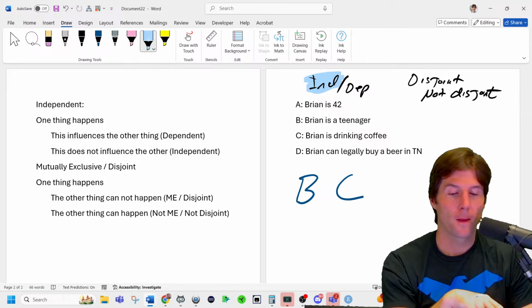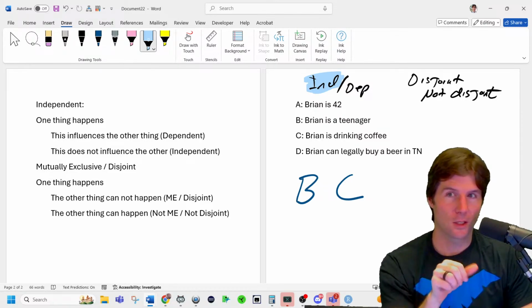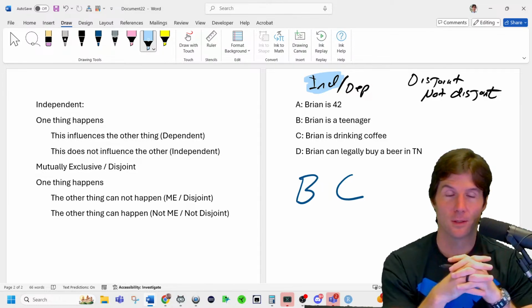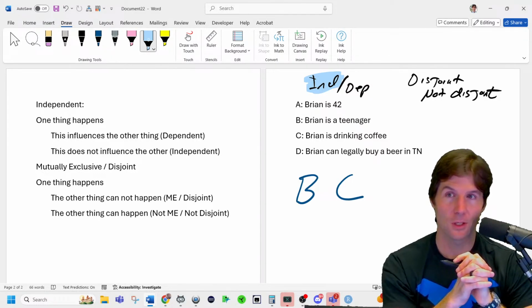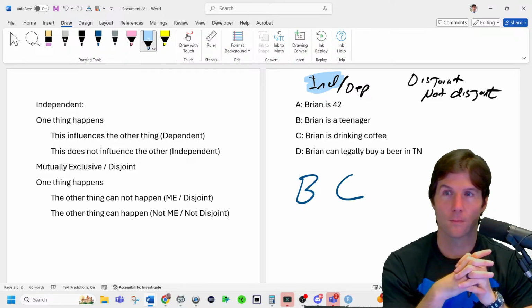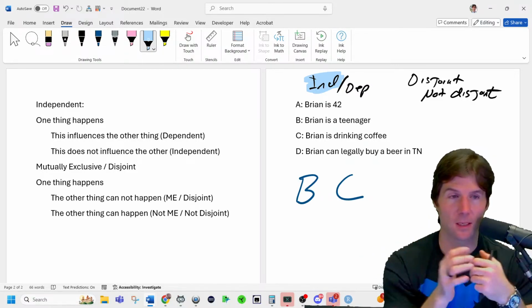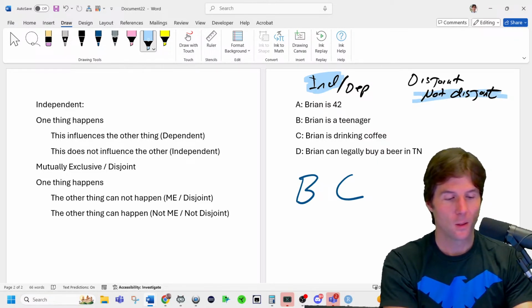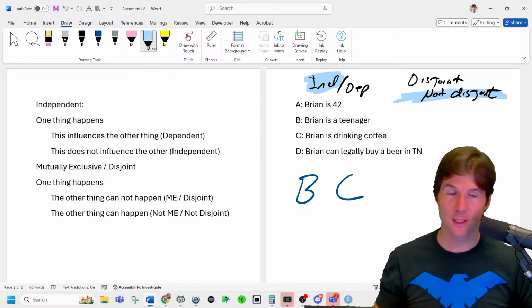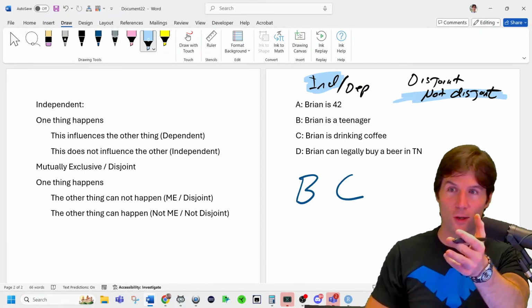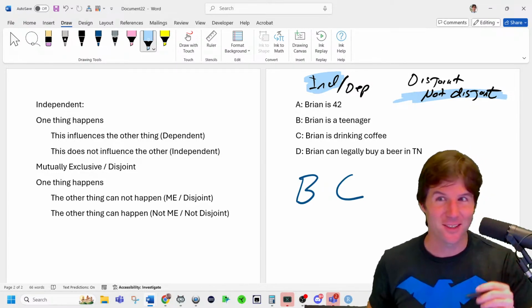How about, is it disjoint or not disjoint? Can Brian be a teenager? Can he be drinking coffee? And what does that mean? Not disjoint. Because Brian can be a teenager and he can be drinking. It can happen at the same time. Like, oh, a teenager's drinking coffee. Whoa, a not disjoint event. That's what I say every day.